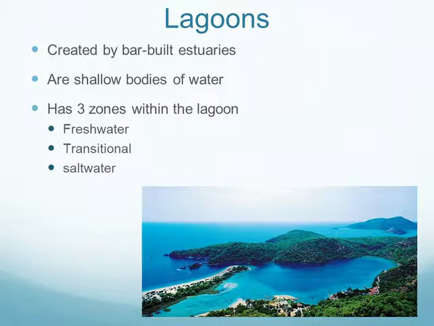Lagoons. Typically, bar-built estuaries will create lagoons. They are shallow bodies of water, and they will have three different zones within the estuary. They will have a freshwater zone, which is closer to the river. You'll have a transitional zone where your ocean water and your freshwater meet, and then you'll have an area where there's primarily only salt water.